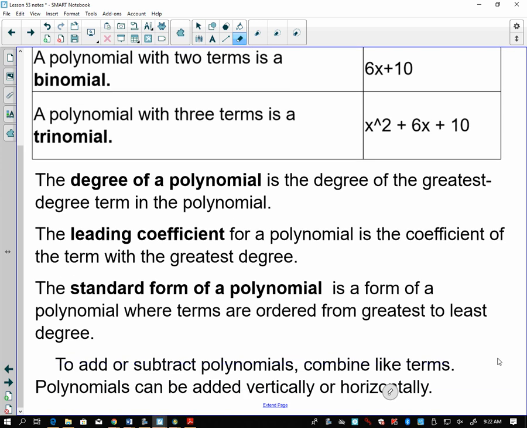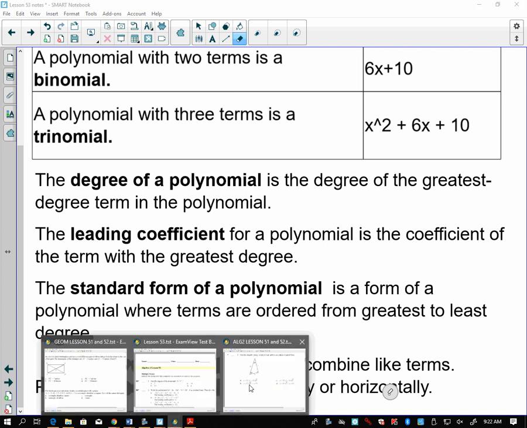To add or subtract polynomials, we combine like terms. Polynomials can be added vertically, okay, meaning that we can put one on top of the other, or horizontally, we can set them side by side and add or subtract. Okay? Most commonly, you see them done horizontally. But we can do it vertically as well. I believe that's the last slide.